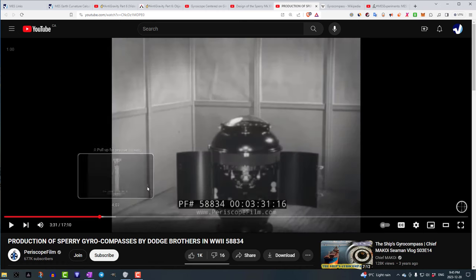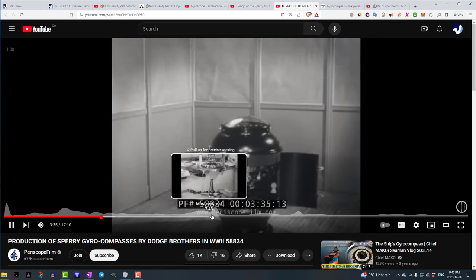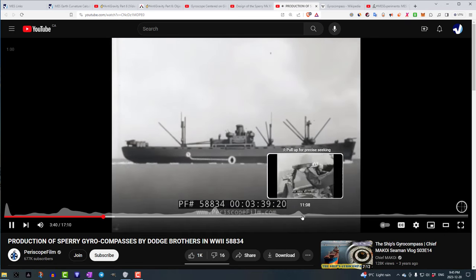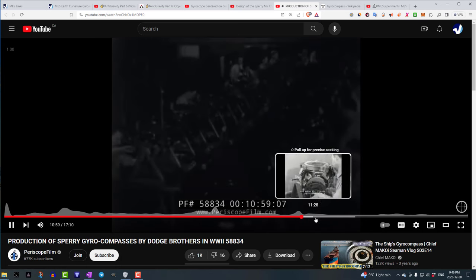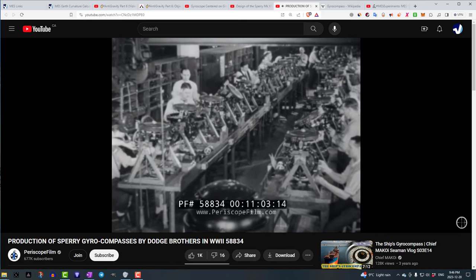Compass electrically controls repeater compass dials located throughout the ship. There are usually 5 or 6 repeaters in assembly line. Here, piece by piece and unit by unit, the individual parts are put together as the compass takes shape.